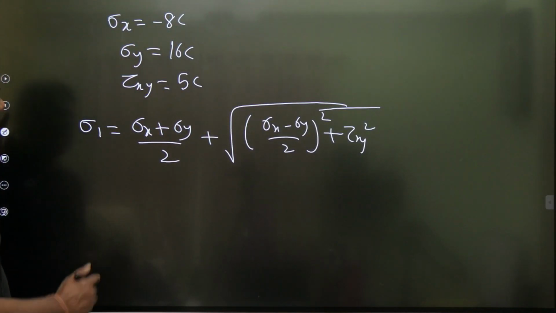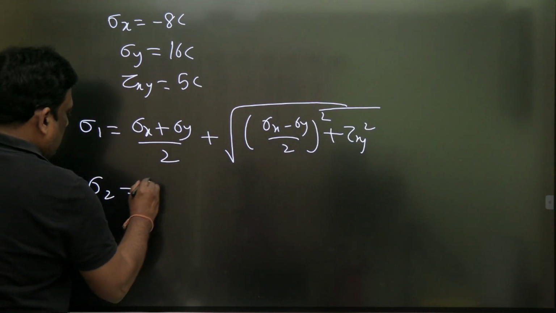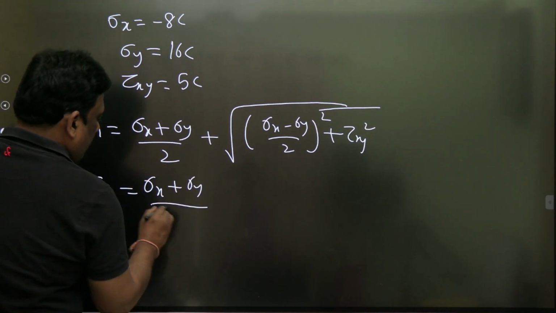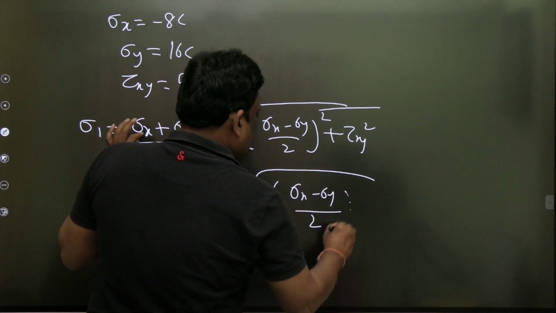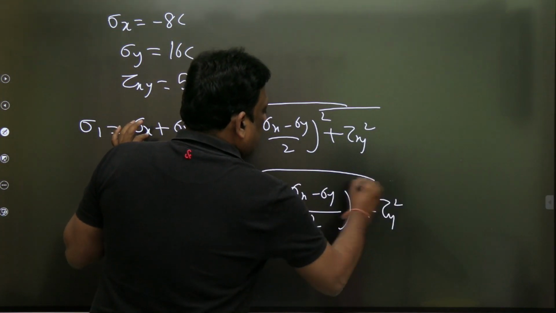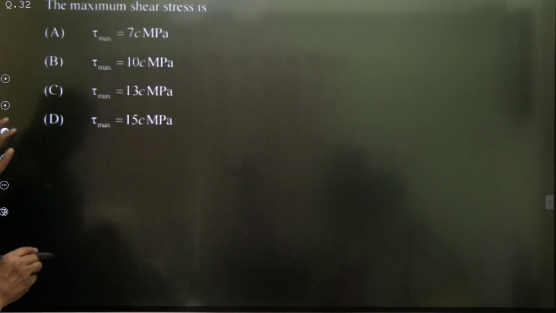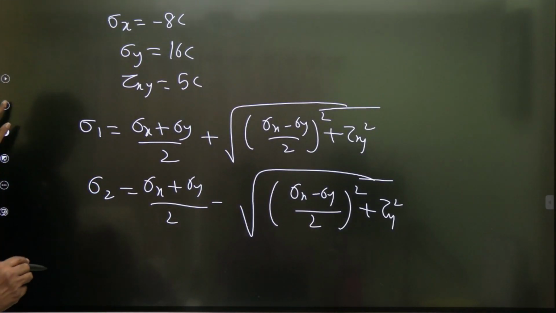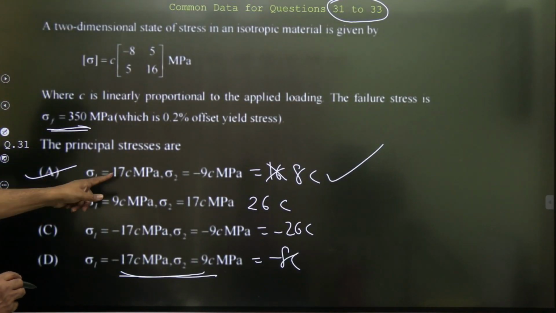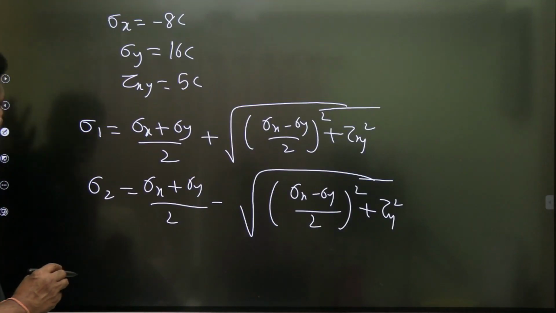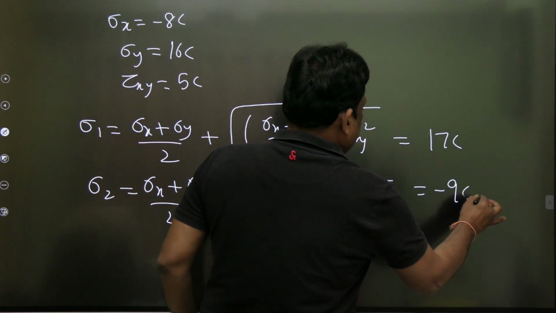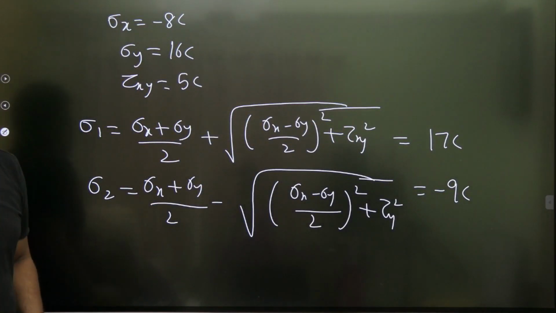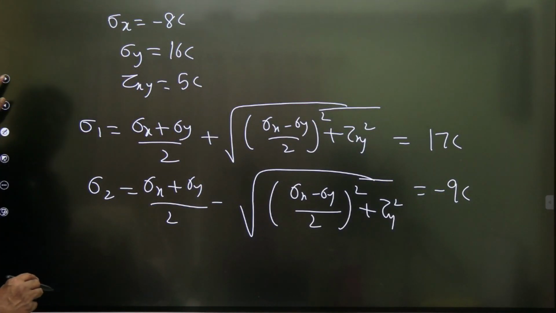So if you want sigma 2, it is (sigma x plus sigma y) by 2 minus under root of ((sigma x minus sigma y) by 2) whole square plus tau xy square. If you calculate, I think we get sigma 1 as 17c and sigma 2 as minus 9c. You just put these values in. And now, this is the first question.